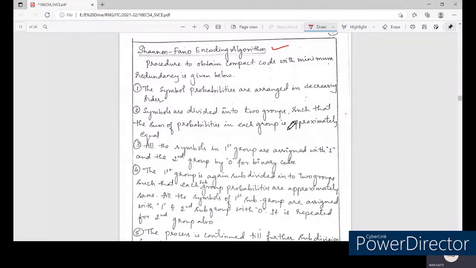In today's class, we are going to study one more important Shannon encoding algorithm, and that we call the Shannon-Fano encoding algorithm. When compared to the previous algorithm, this Fano algorithm is very simple and you can quickly solve the problems associated with the conversion of source alphabet into code alphabet.